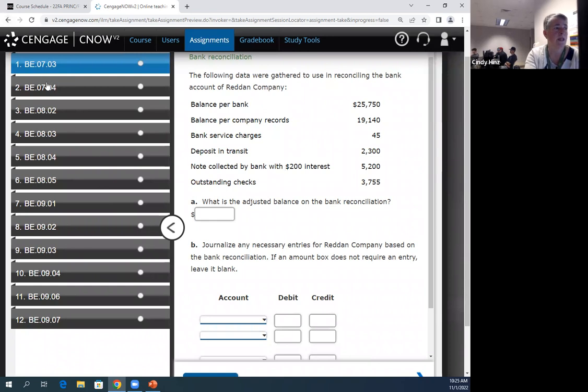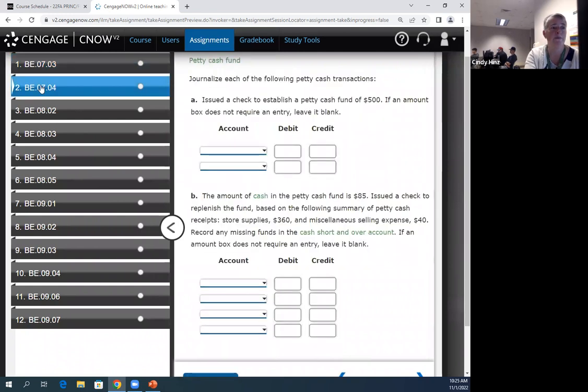And so you can see, as always, the exercises are coded to indicate which chapter you might find these exercises in. So just a couple from chapter 7, because if you recall, there wasn't a lot of doing accounting in that chapter. It was more focused on the internal controls and concepts behind what we do. But you've got a bank reconciliation and petty cash.